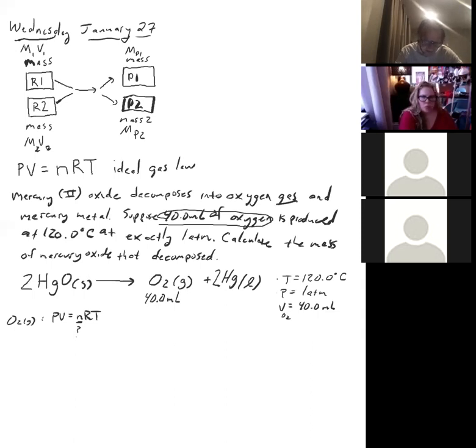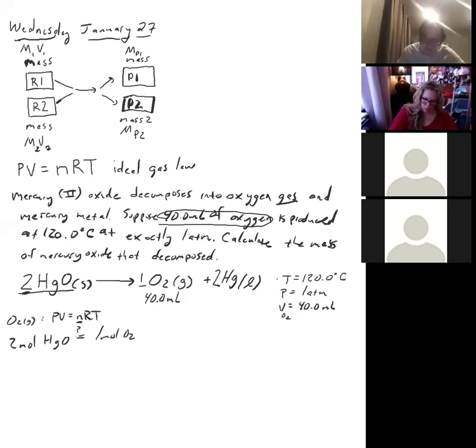Calculate the mass of mercury oxide. That's this right here. There's your mercury oxide that decomposed. So this is a very standard stoichiometry problem. Amounts of reactants, amounts of products. How are they related? The way we dealt with that in chapter 3 was by using what's called the molar ratios. We would say that 2 moles of mercury oxide decomposed to give you 1 mole of O2, right? We're just using the coefficients to figure out those relationships.